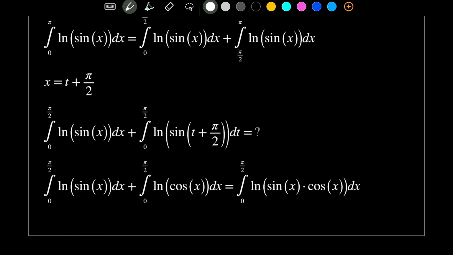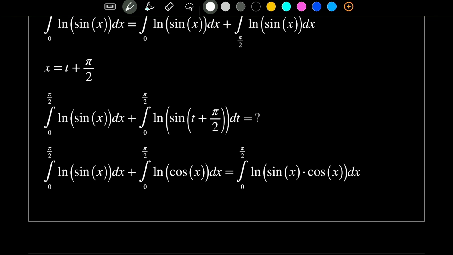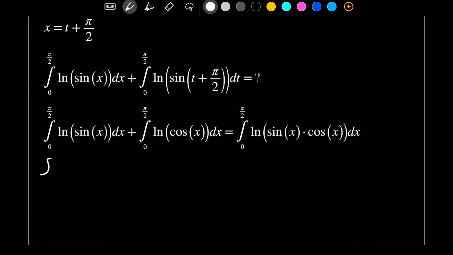Now, the next step is going to be to play around with this expression a little bit so that we can apply another substitution to get a really nice expression. So we have the integral from 0 to pi over 2 of the natural log of 2 times sine of x times cosine of x over 2 dx. All we've done there is multiply by 2 and divide by 2, so we haven't changed anything.